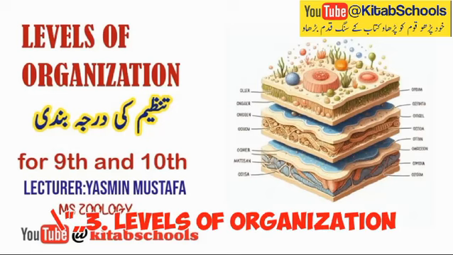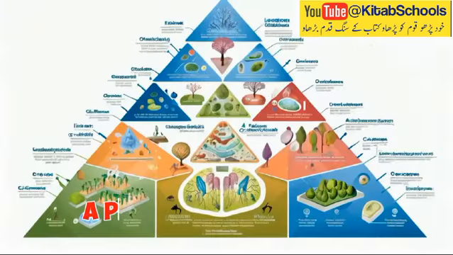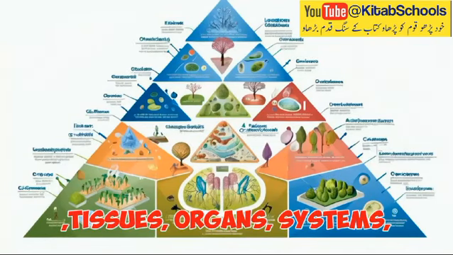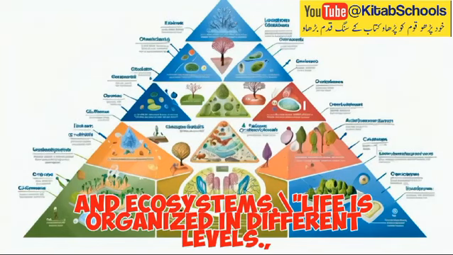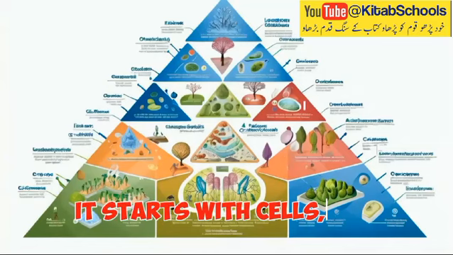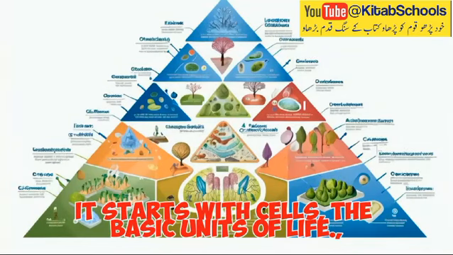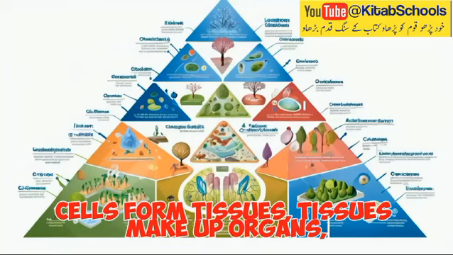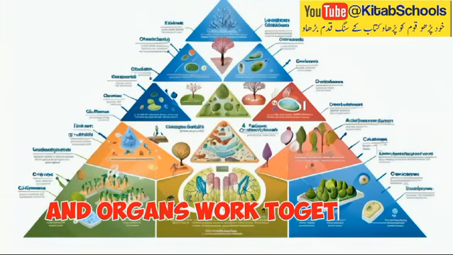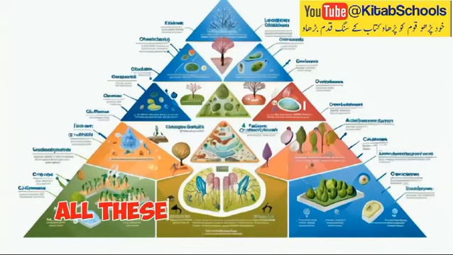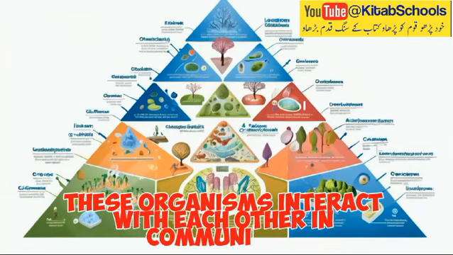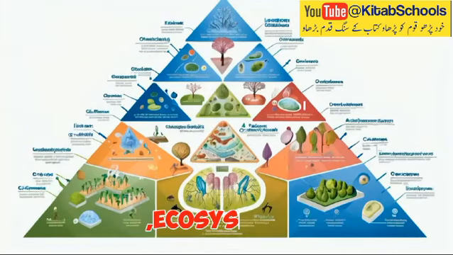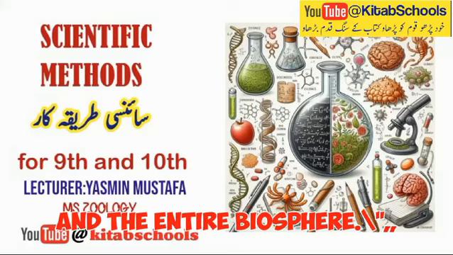Levels of organization. A pyramid or hierarchy showing cells, tissues, organs, systems, organisms, and ecosystems. Life is organized in different levels. It starts with cells, the basic units of life. Cells form tissues, tissues make up organs, and organs work together in systems. All these systems function within organisms. These organisms interact with each other in communities, ecosystems, and the entire biosphere.